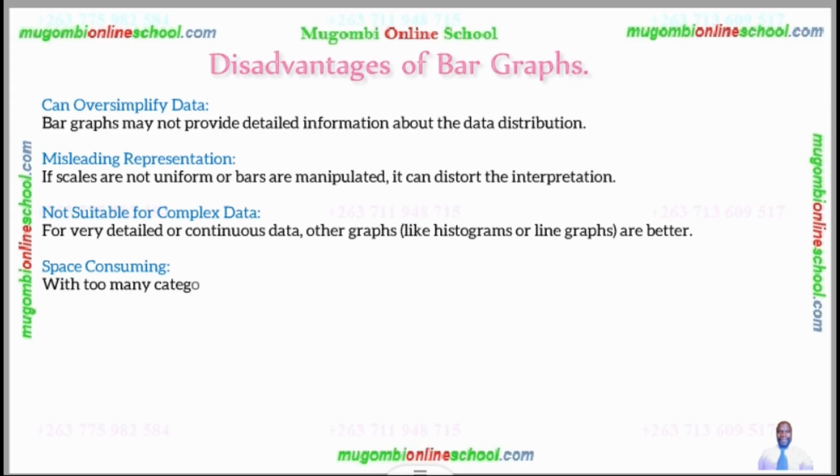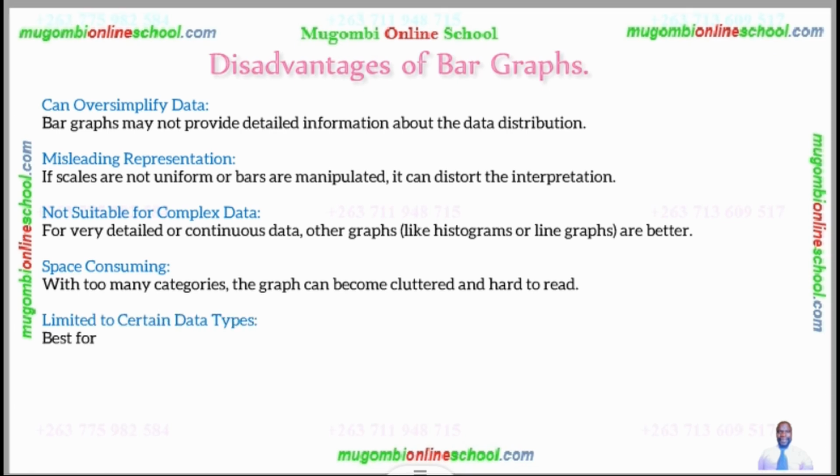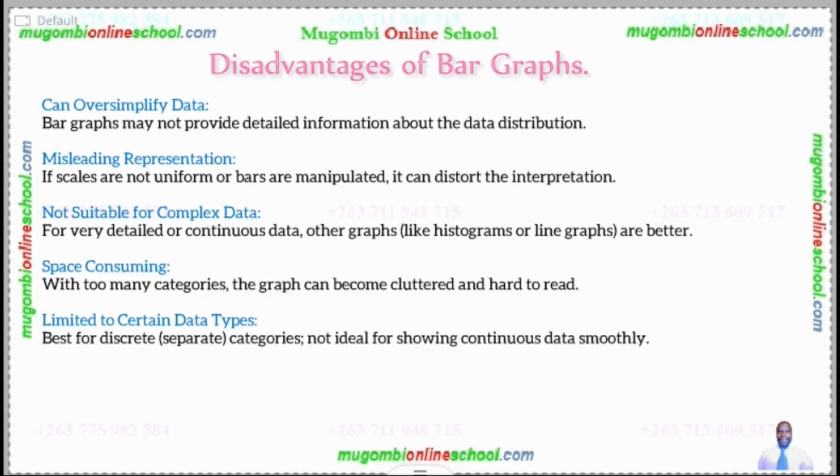Space consuming. Bar graphs with too many categories can become cluttered and hard to read. Limited to certain data types. Bar graphs are best for discrete, that is separate categories, and they are not ideal for showing continuous data smoothly.